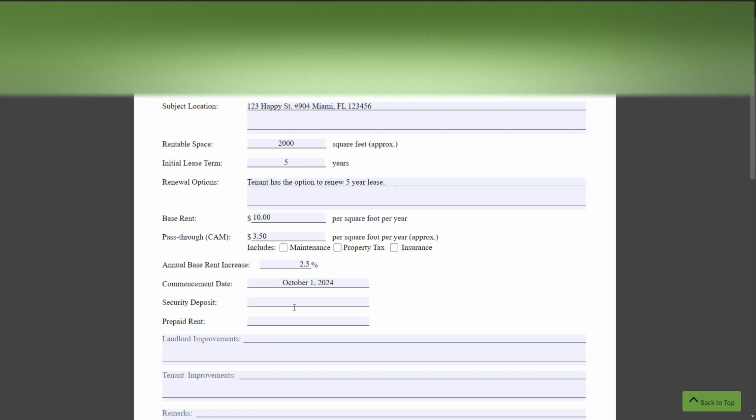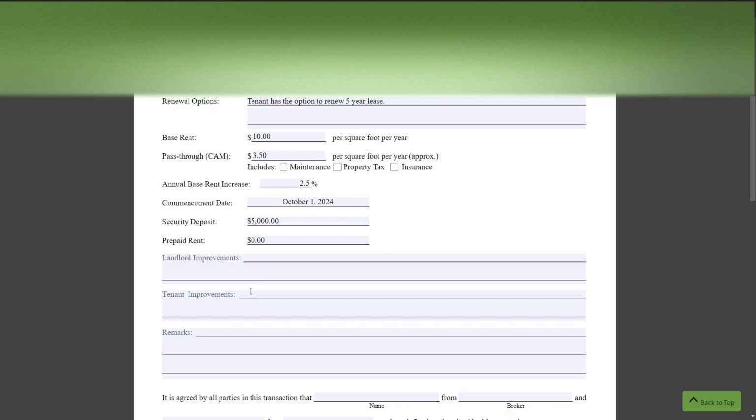Security deposit, whatever you want to put in security. Let's just say we'll put $5,000 just for a placeholder. That's fully negotiable. Prepaid rent, you could put prepaid rent here if there is going to be prepaid rent. I'm just going to put 0 for right now because we're not going to really discuss prepaid rent, but if the landlord wants that, you'd put that there.